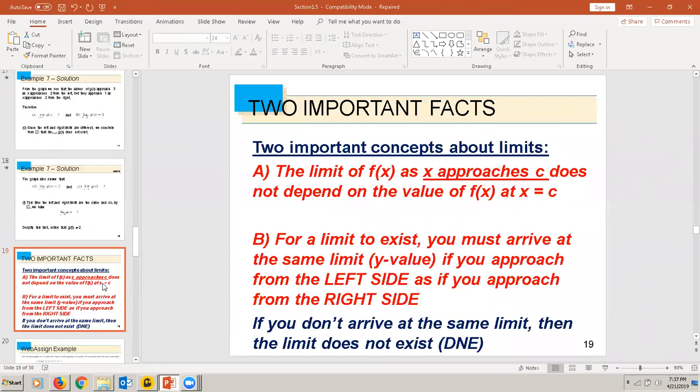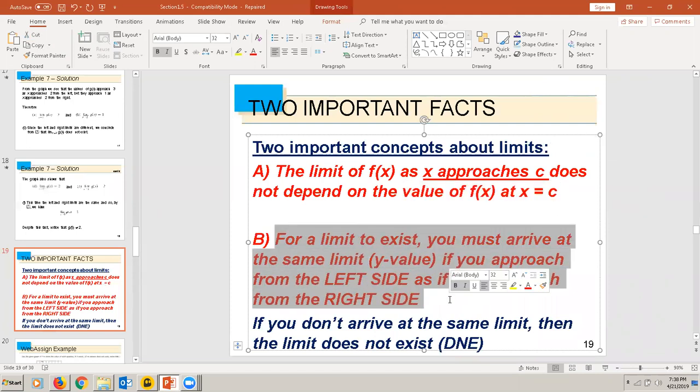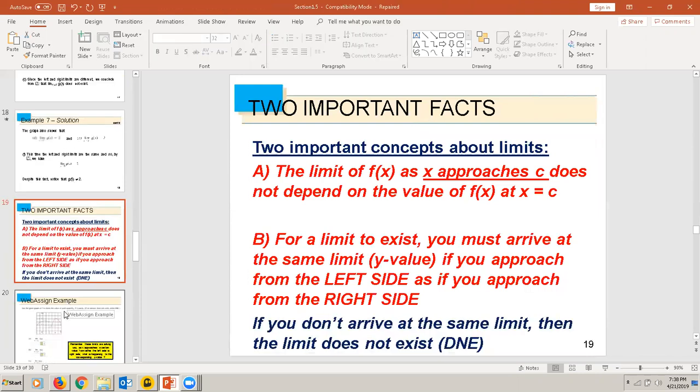Okay, so folks, let me go to slide 19. Here are two important concepts. As we mentioned earlier, when you take the limit of a function as x approaches c, it doesn't depend on the value at x equals c. You're only getting closer and closer to the number c, but you're not letting x equal c. Also, for a limit to exist, you must come up with the same y value, the same limit, if you approach from the left side as if you approach from the right. If you don't come up with the same limit answer, then the limit doesn't exist.